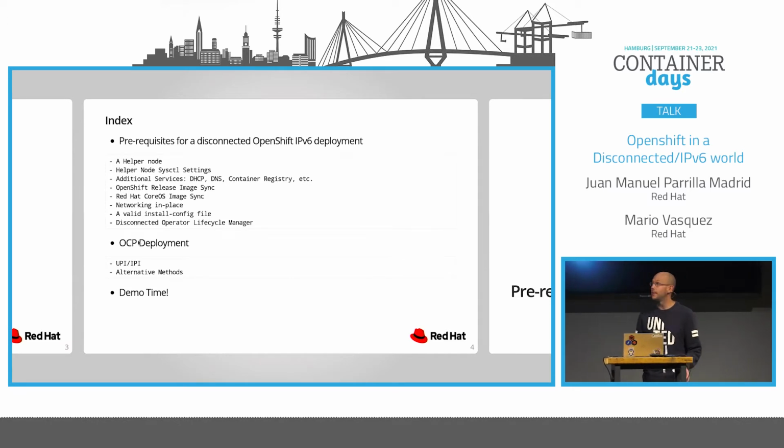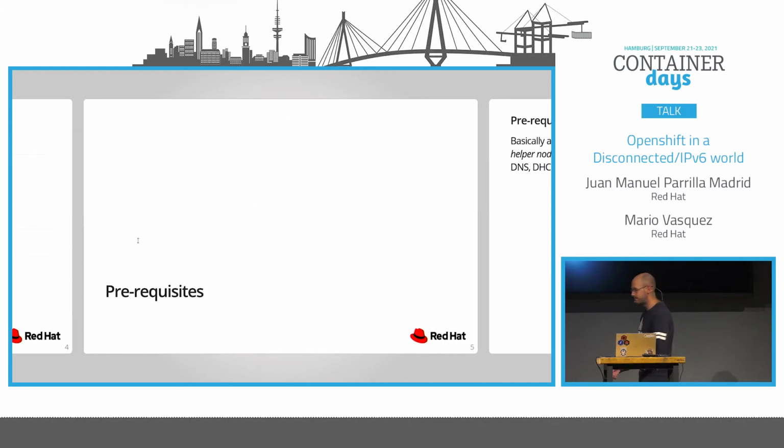So this will be the agenda we have. We will talk about the helper node, what it means, and the main things that should live there, the process to sync all the images to the internal registry, the networking planning, also the validation of the install config file, disconnected operator lifecycle manager, Openshift deployment, and then a quick demo. So I will let you hear from Mario Vasquez.